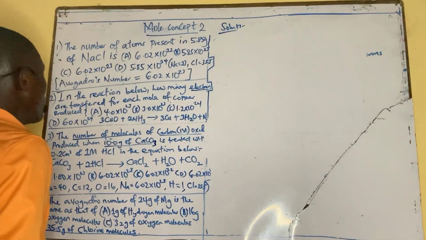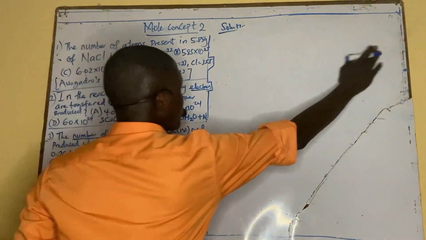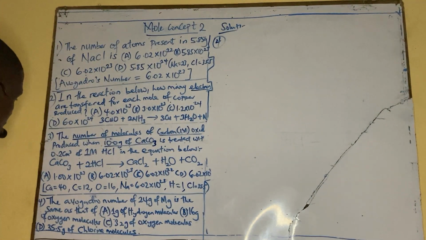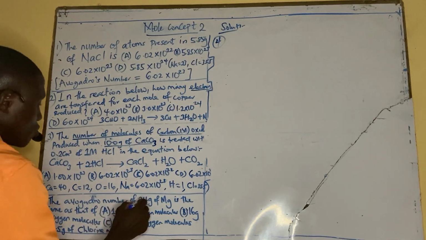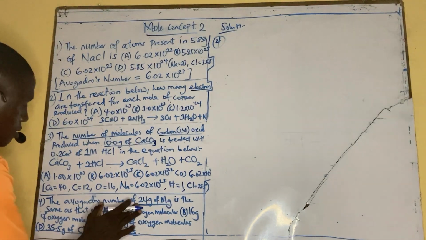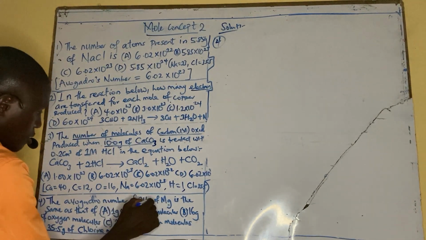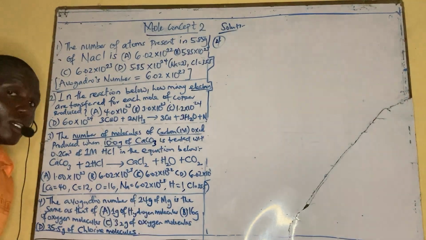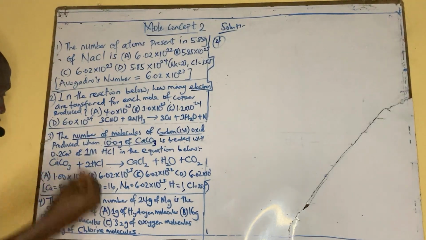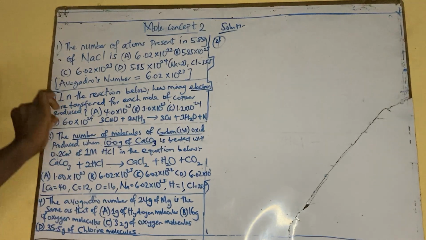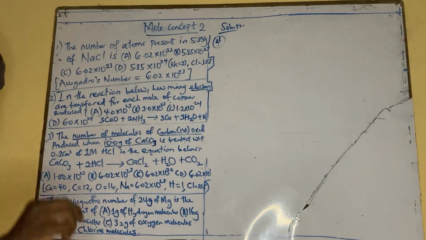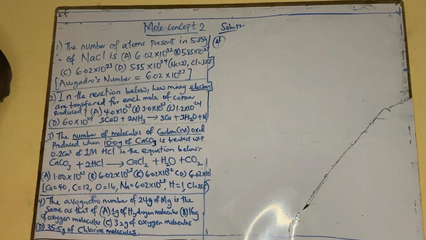Now, the last question here, which is question number 4, says that the Avogadro's number of 24 grams of magnesium is the same as that of 1 gram of hydrogen molecule, 16 grams of oxygen molecule, 32 grams of oxygen molecule, 35 grams of chlorine molecules.